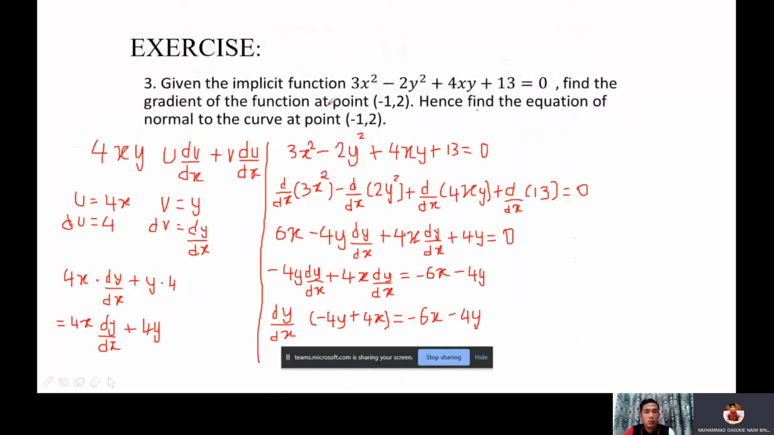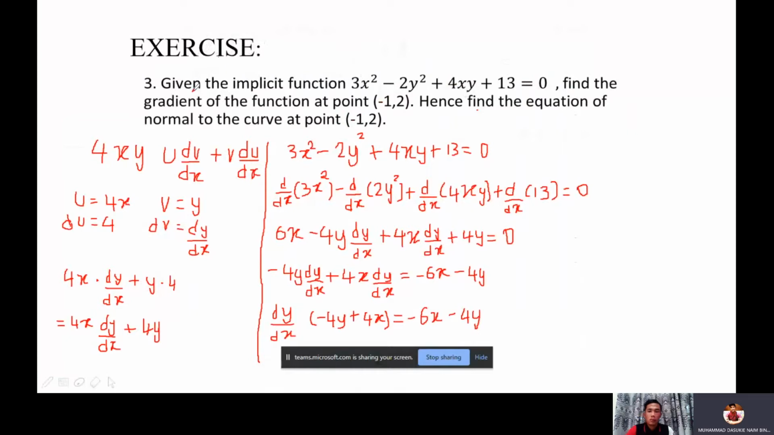Okay, next we move to the exercise number 3. Given the implicit function 3x squared minus 2y squared plus 4xy plus 13 equals 0. Find the gradient of the function at point (-1, 2). Hence, find the equation of the normal to the curve at point (-1, 2).